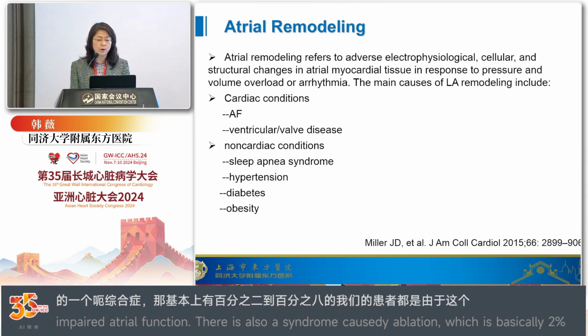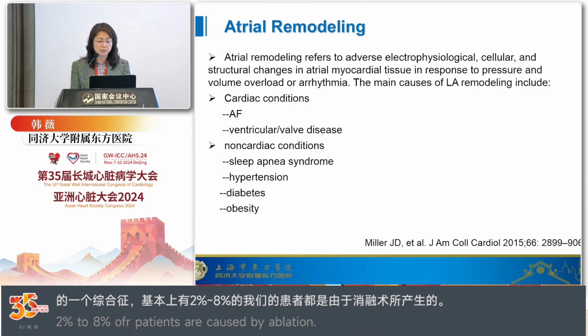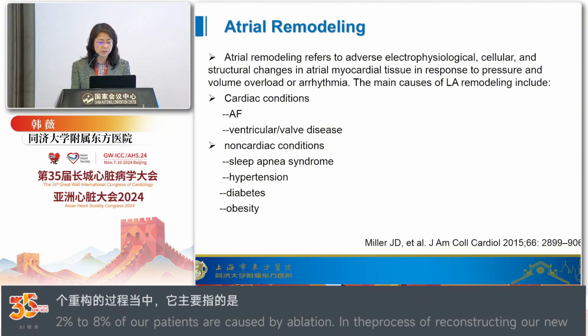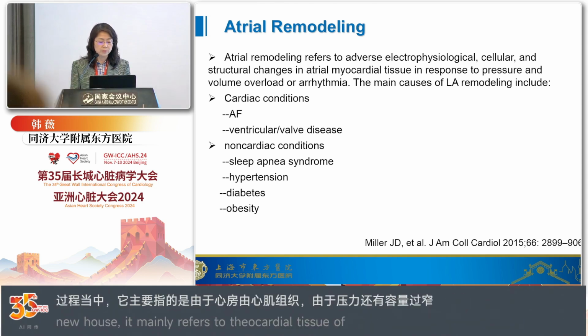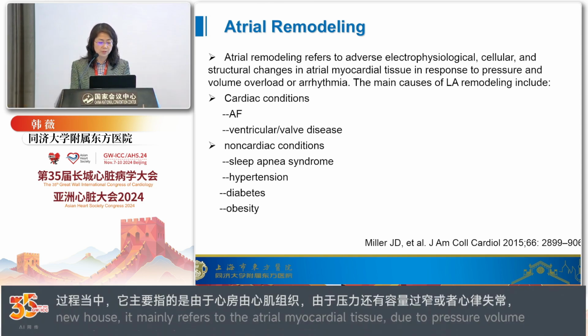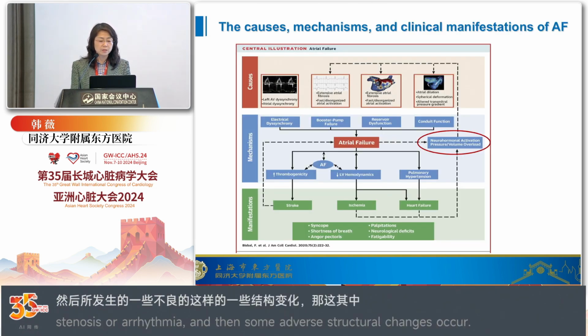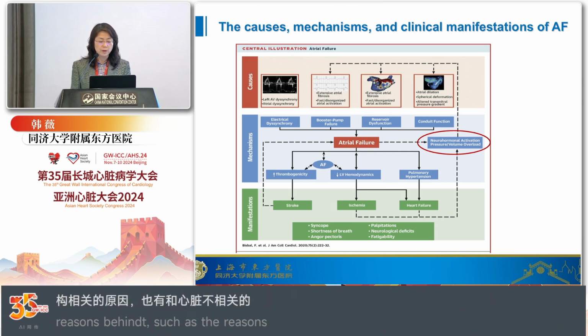And atrial remodeling, including cardiac conditions and non-cardiac conditions. The cardiac conditions include atrial fibrillation and valvular heart disease, and the non-cardiac include sleep apnea syndrome, hypertension, diabetes, and obesity. And this is the cause, mechanism, and clinical manifestation of atrial failure.